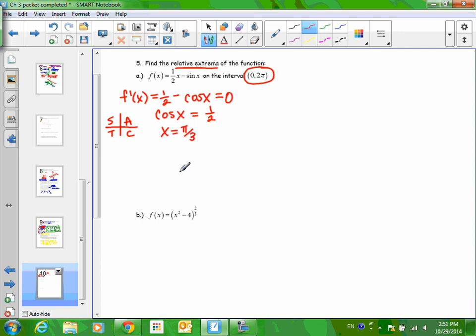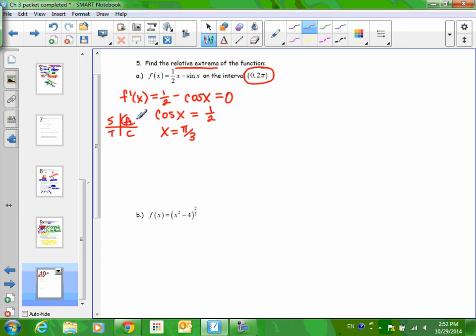Because of the 30, 60, 90 triangle and SOHCAHTOA, and maybe you've done this enough times where it's kind of in your brain somewhere. Cosine of 60 degrees, some of you may have been thinking 60 degrees, but we're going to use radians in here: pi over 3. But there's actually another one.